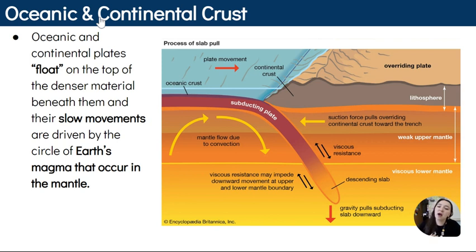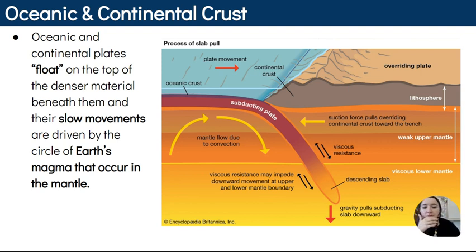Oceanic and continental plates float on top of the denser material beneath them, and their slow movements are driven by Earth's magma that occurs in the mantle. So there is this cycling of heat and liquid and solid structures within the mantle, and it causes the subduction of the plate, and it's typically going to be the oceanic crust subducting or sinking. Again, why is this happening? Because the oceanic crust just happens to be made up primarily of iron, which is more dense than the silicon dioxide that's primarily in the continental crust.